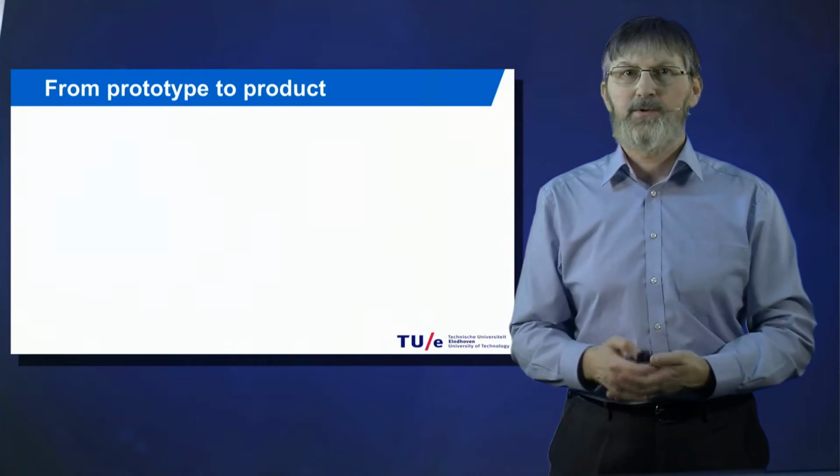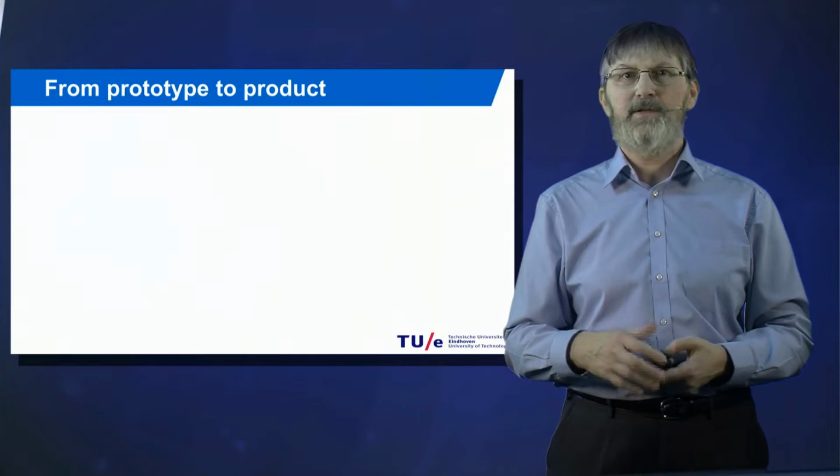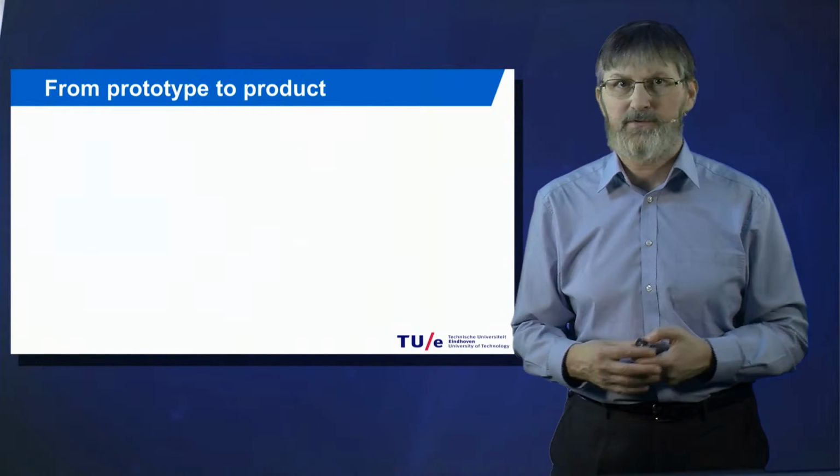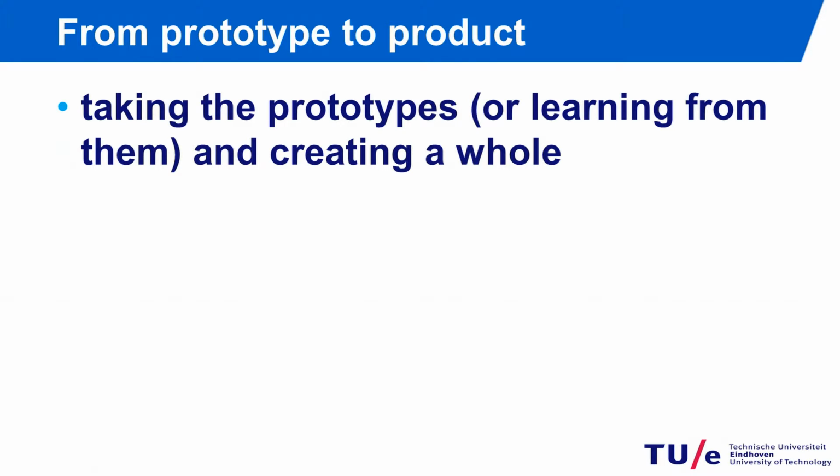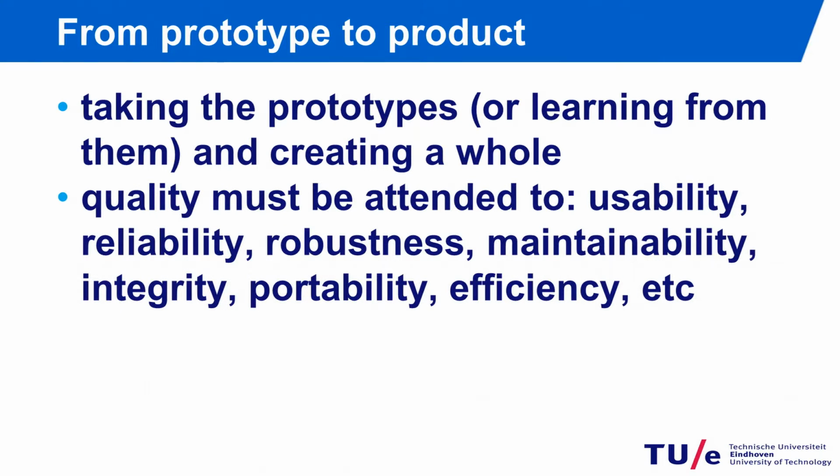Now, after prototypes have been developed, they need to be turned into real products. So we take our experience from the evaluations of the prototype. There may be actually several prototypes. We combine the experience and the different parts, and we create a whole. In this process, there are a number of quality issues to still take into account. The usability of putting things together may still need to be improved.